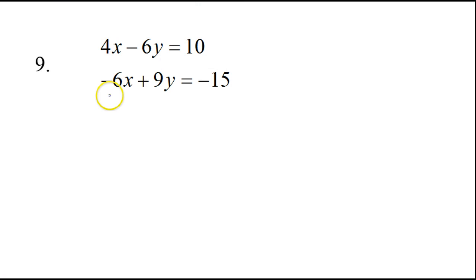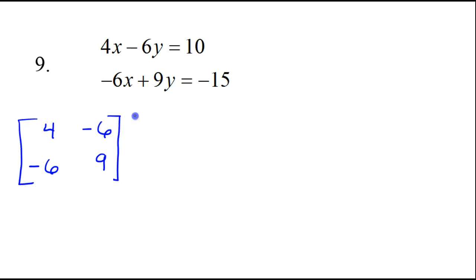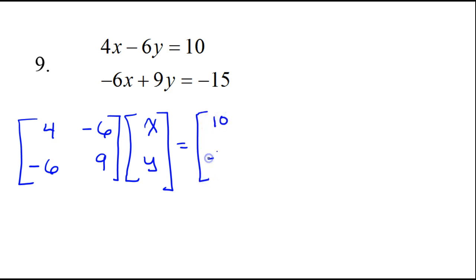Alright guys, let's go ahead and do one more example. Again, start by forming your coefficient matrix, which in this case is going to be 4, negative 6, negative 6, and 9. So there's our coefficient matrix. Once again, the variable matrix is going to be x and y. And then we'll set that equal to the answer matrix, 10, negative 15. And let's call this matrix C for coefficient matrix, matrix V for variable matrix, and matrix A for answer matrix.